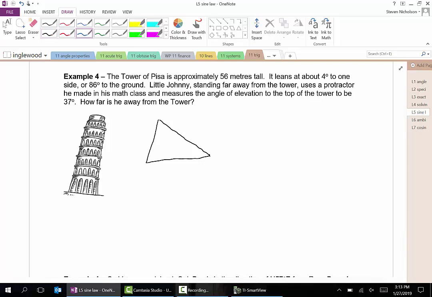This left-hand side is supposed to be the tower, and the tower is 56 meters. And as it says in the question, it makes an angle of 86 degrees with the ground. And the student, little Johnny, is way over here. And he looks at the top with his clinometer, and he measures the angle of elevation. Elevate means, elevators go up, look up. So our angle of elevation is 37, and the question is asking, how far away is little Johnny from the leaning tower? So again, it's very important that you can draw a picture.